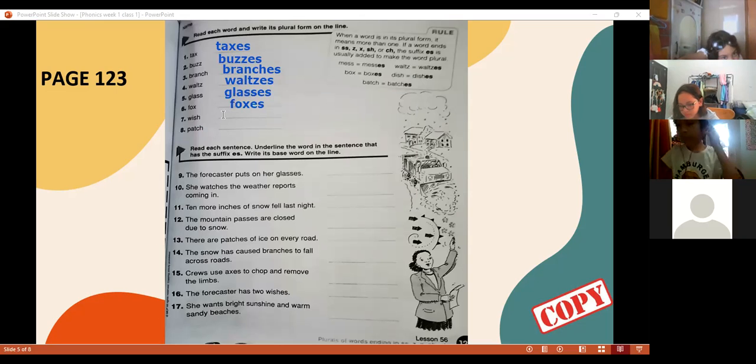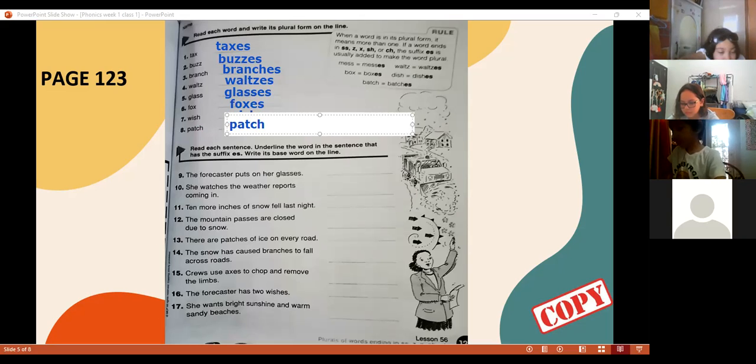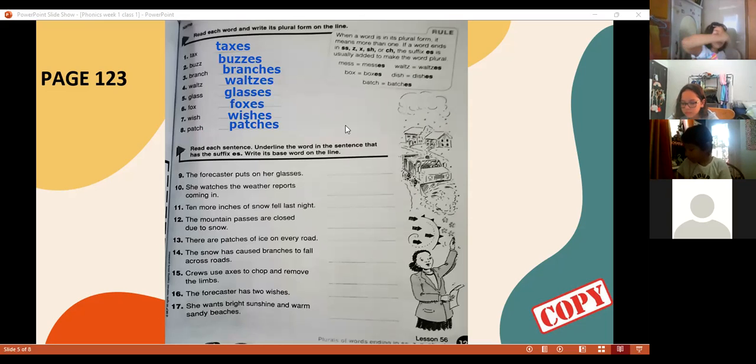Wish. Wishes. Dish. Dishes. Thank you, Anna. Patch. Patches. That's right. With ES. Excellent. All of them should be attached ES because of the ending consonant that they have. So that is the way that we form the plural for these words.